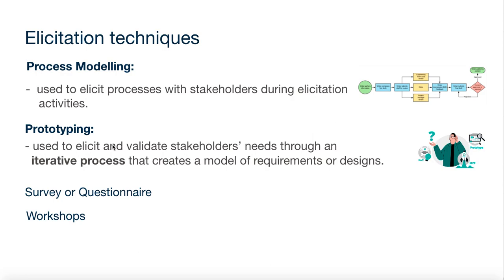The next one is prototyping, which again we have all been doing, where we elicit and validate stakeholders' needs through iterative processes that create a model of requirements or design. So it doesn't always have to be you gathering information and data to elicit requirements. It could be in an iterative way where you elicit requirements by, let's say, low fidelity wireframes. So you put down wireframes, and you get that validated with stakeholders. It helps them to visually see and understand things. And then you take up feedback and again, iteratively, you improve on that.